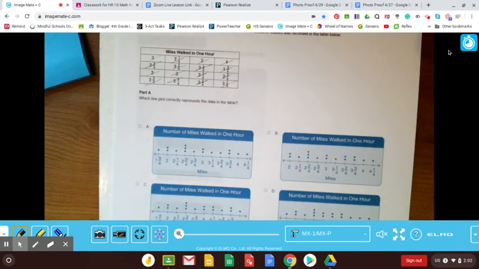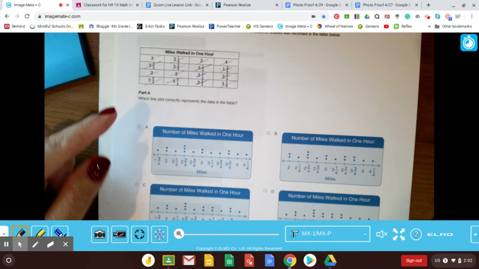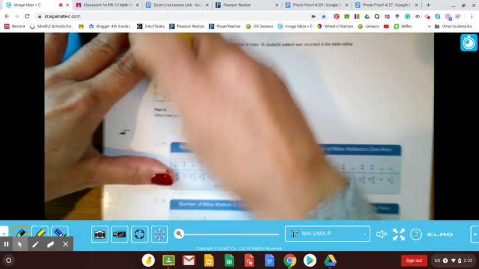Our next problem is, excuse me, I'm losing my voice. Too many video recordings. The next problem, let me erase this. I was using this before.